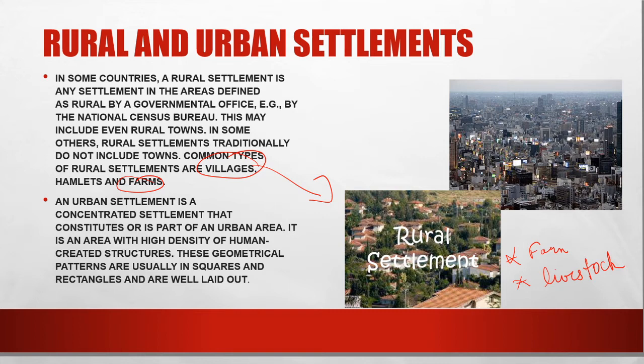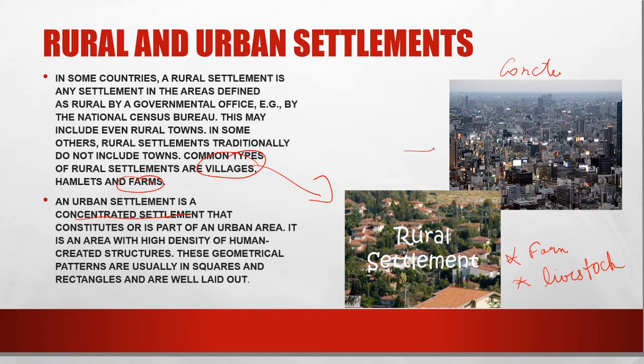And an urban settlement is a concrete settlement. They are concrete jungles. These whole areas are occupied by a large number of people, and manufacturing and service is one of the greatest activities carried out here, and here farming is not the most important activity. So if I read, an urban settlement is a concentrated settlement that constitutes or is a part of an urban area. It is an area with huge density of human-created structures.